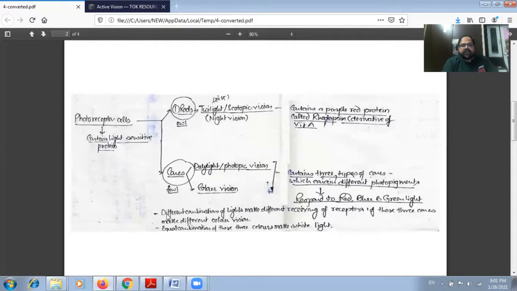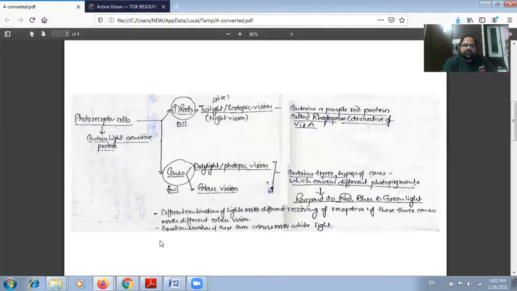Here we can see this fact: different combinations of light, by differently stimulating the receptors of these three cones, make different color vision. So I told you these three cones are of three types. They receive red color, blue color, and green color. They will receive the light, and on the basis of the different intensity of red color, different intensity of blue color, different intensity of green color, we see many different colors.